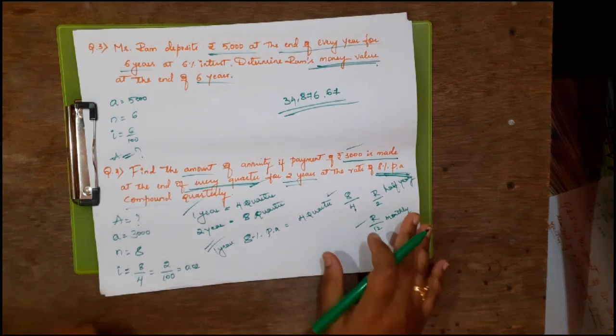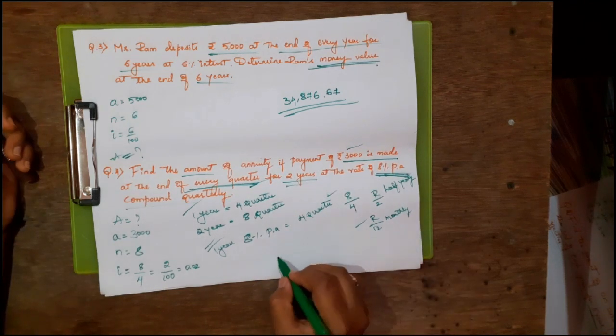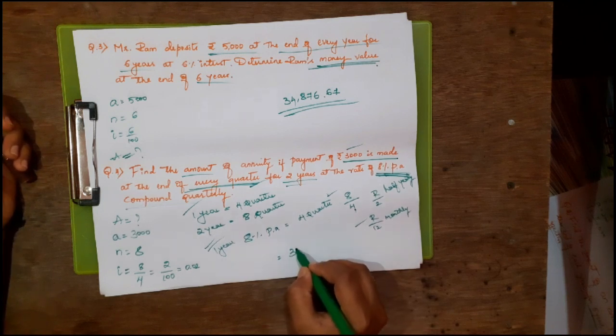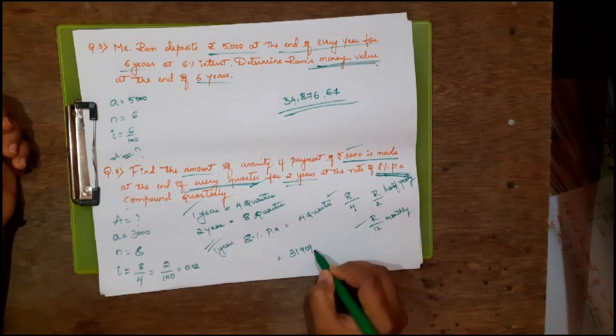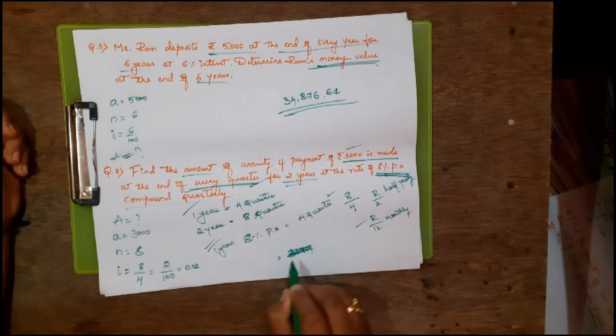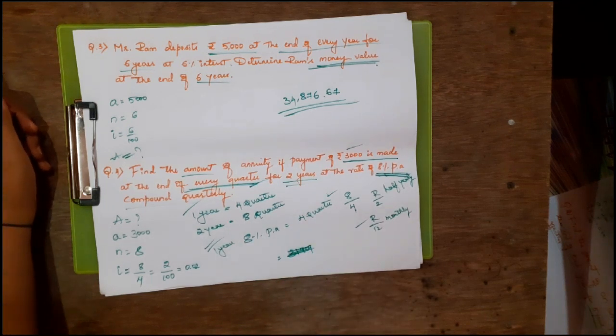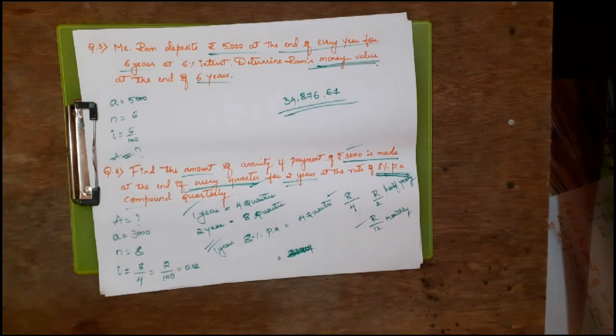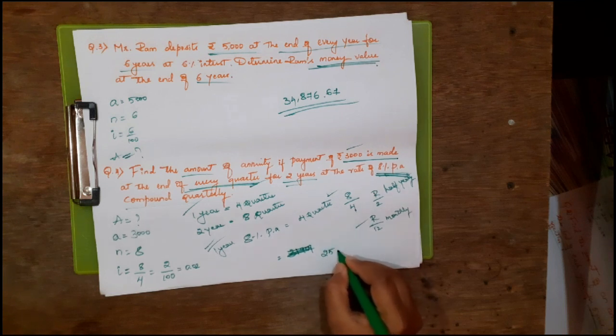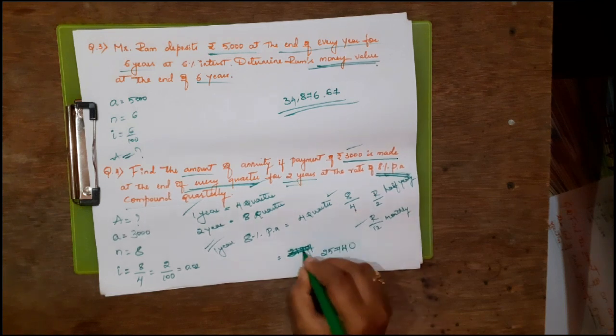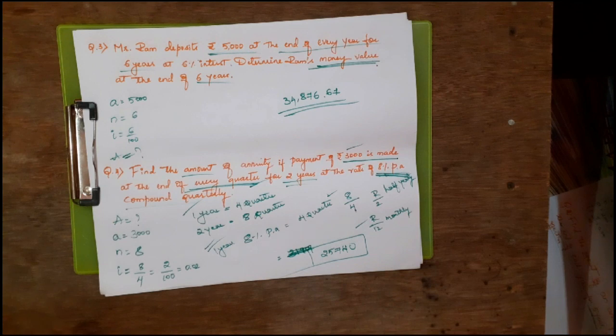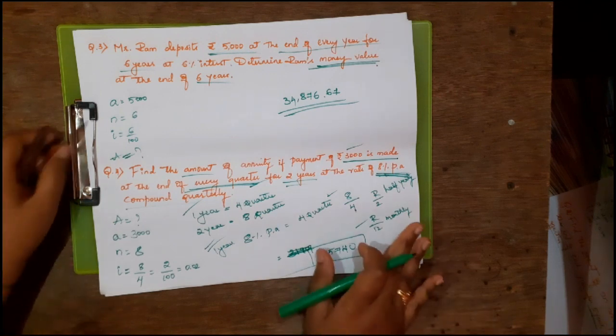Okay, for this you will get the answer 31,909. Sorry, not this one. For this you are going to get 25,740 as the answer. Okay, so this is the answer, 25,740 you will get.